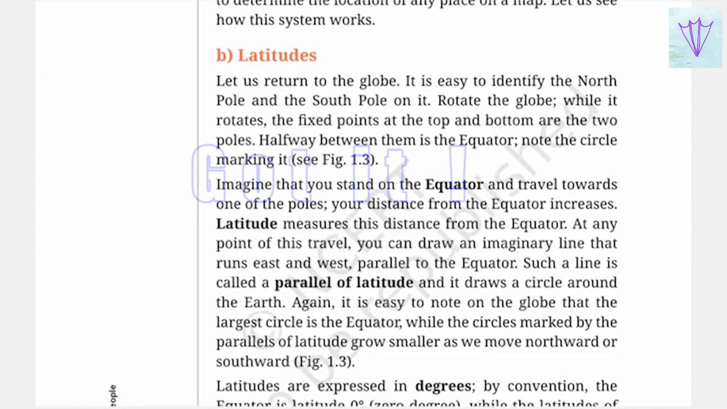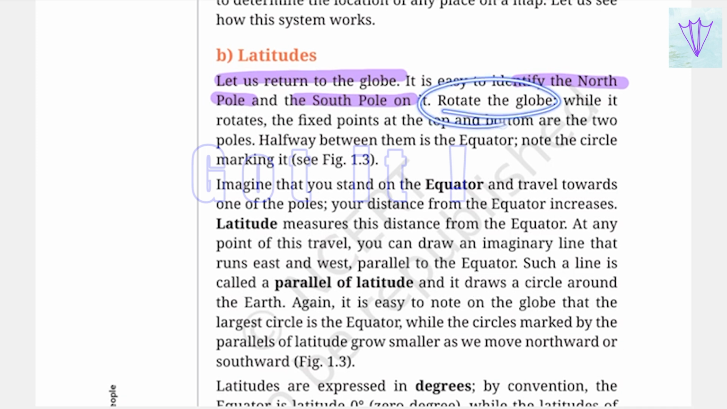Continue with our chapter 1, that is locating places on earth. We'll be starting with latitudes. Let us return to the globe. It is easy to identify the North Pole and the South Pole on it.